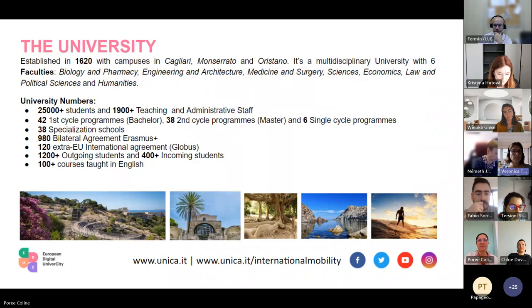Okay, our university is quite old. It was established in 1620, and we have a multidisciplinary university, since we have six different faculties, which are biology and pharmacy, engineering and architecture, medicine and surgery, sciences, economics, law and political sciences, and humanities. As you can see, we have more than 25,000 students and nearly 2,000 members of staff among teachers and administrative staff.